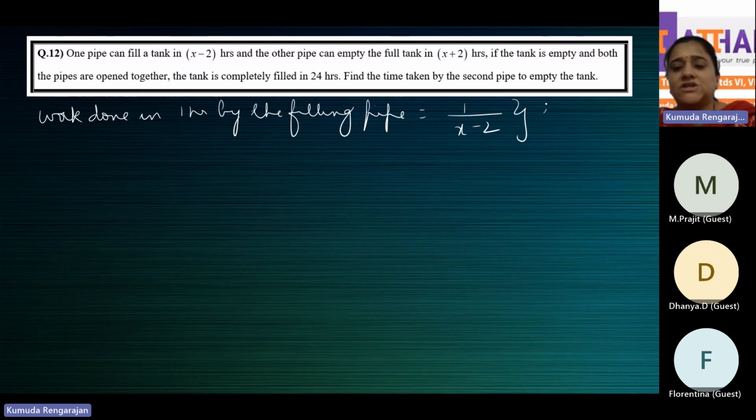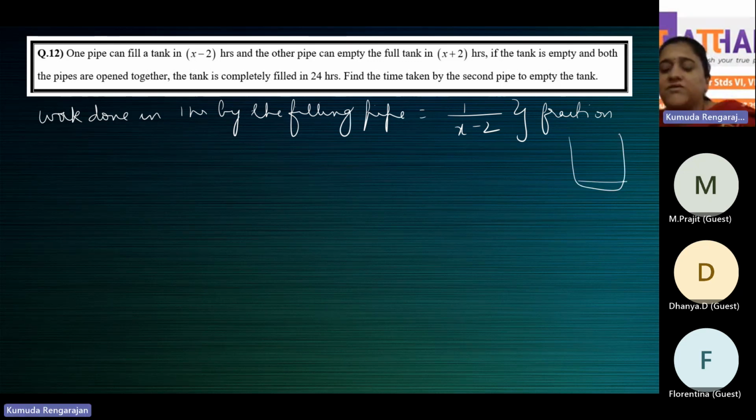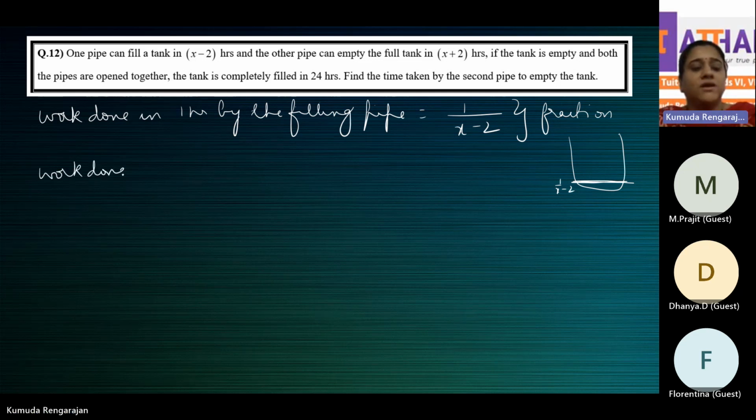This is a fraction. This is the fraction of the tank. So supposing this is the tank, this fraction of the tank is filled in 1 hour. So this is only 1 by X minus 2. This fraction of the tank is filled in 1 hour.